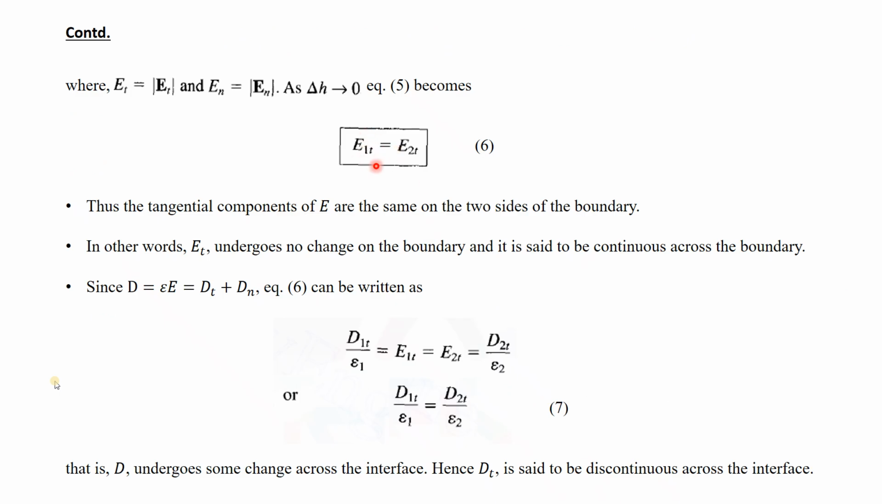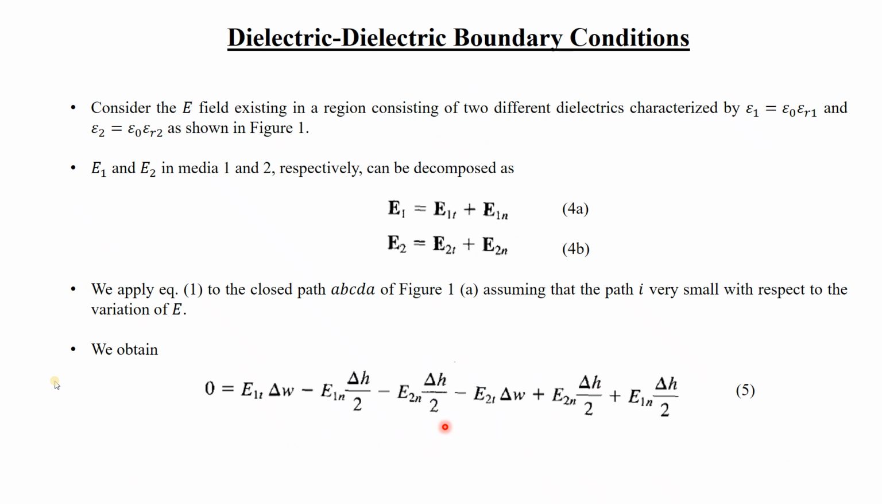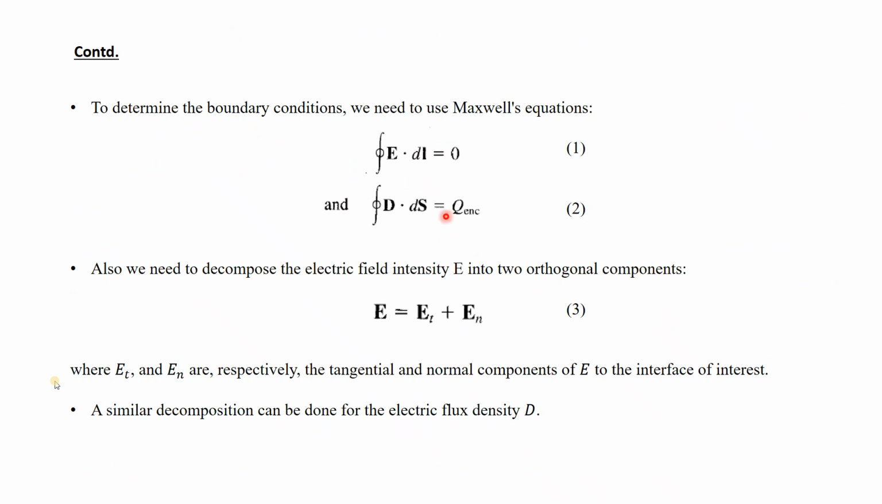We concluded that the tangential component of the electric field intensity is equal at the boundary for a dielectric medium. But the tangential component of the electric flux density is not equal. Now we will apply the second equation.